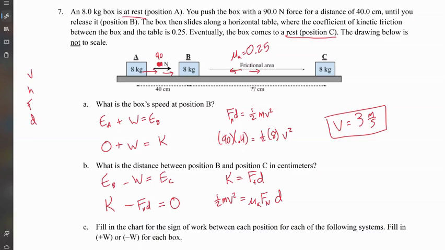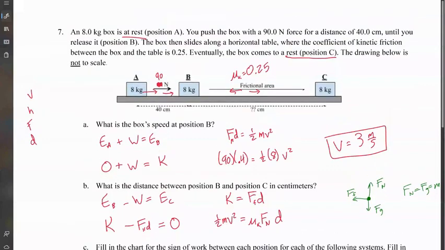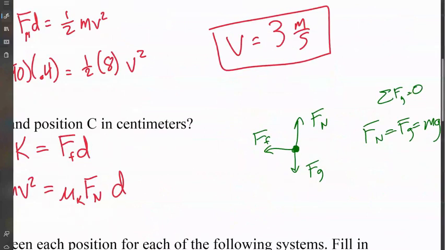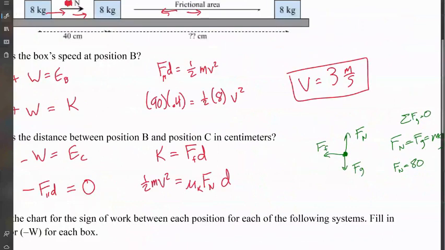We know mass, we know velocity at B. We are given mu. We're looking for D. The only thing we don't know yet is normal force, but we can find it. Free body diagram: if we're looking at this box, it has normal force up, gravitational force down, frictional force holding it back. Since the box isn't jumping up and down off the table, normal force must be equal to gravity, mg, because the sum of the forces in the y-axis is 0. So normal force would be 80 newtons since we have a mass of 8 kilograms.